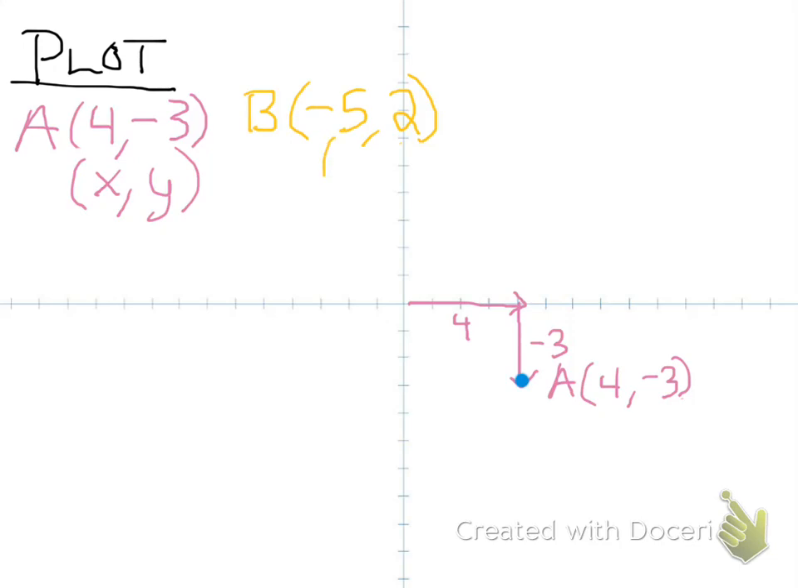All right, point B, once again, is x comma y. Because it's -5, that means I need to move left 5 units first. And then from there, I'm going to go up 2 because it's a +2. And at the end of that second arrow, I'm going to put my dot, and that is point B, which is -5, 2. And that is how you plot points.